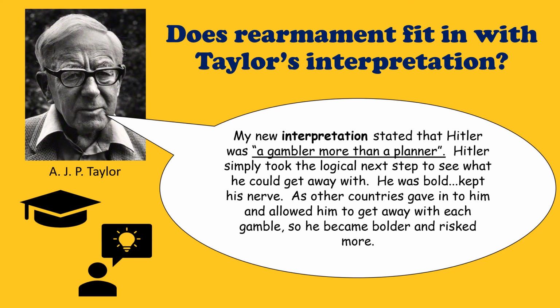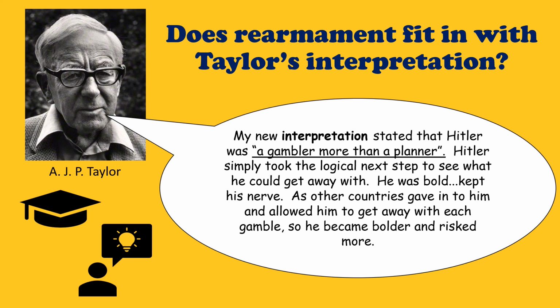So Hitler was a gambler more than a planner, simply took the next logical step to see what he could get away with. He was bold and kept his nerve, as other countries gave in to him and allowed him to get away with each gamble, so he became bolder and risked more. Personally, I think rearmament absolutely fits in with Taylor's interpretation. A gambler more than a planner. Every time he noticed he was able to get away with something, especially when Britain didn't oppose him, he pushed for something a little bit bigger and a little bit bigger and a little bit bigger until we get to the point where we're at 1938.